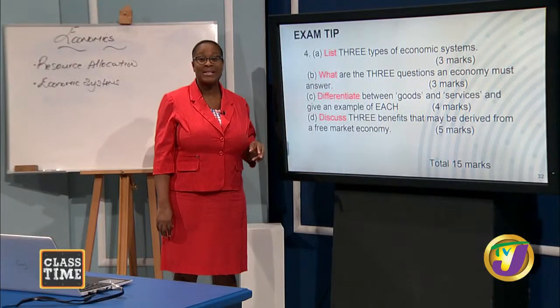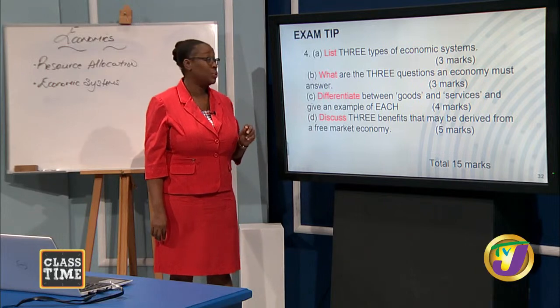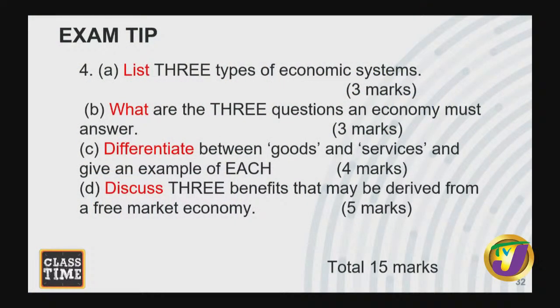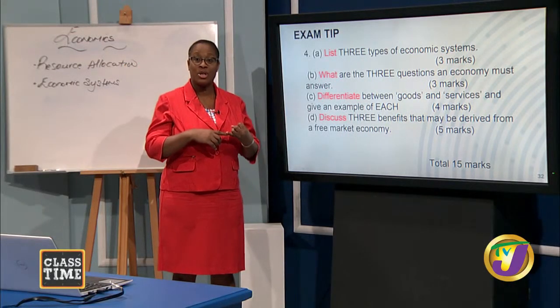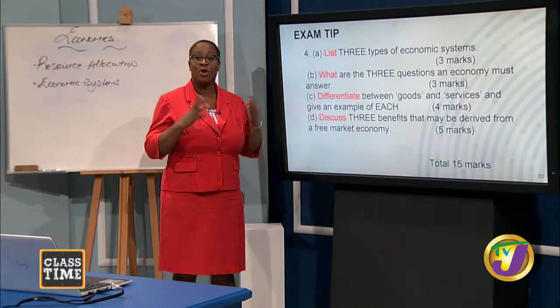Now, I have highlighted some terms that you must pay attention to. So if you're asked to list, that's quite easy. You're just going to put it down there in point form. And your 3 economic systems, you know the answer. You can either say subsistent or traditional, your planned economic system, your free market, or your mix. So we have 4, so any 3 of the 4, you will get your full 3 marks. It asks, what are the 3 questions an economy must answer? Again here, you can just state the answers there. What to produce, how to produce, and for whom.